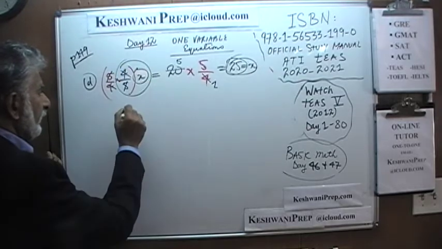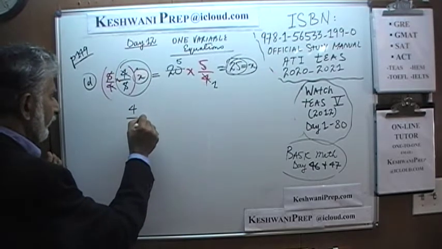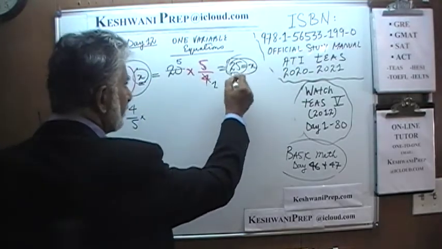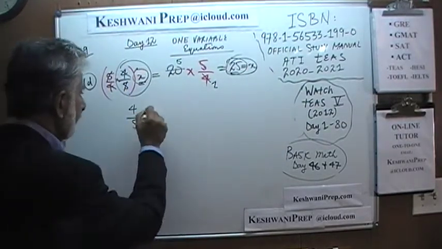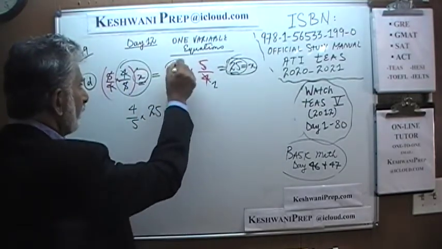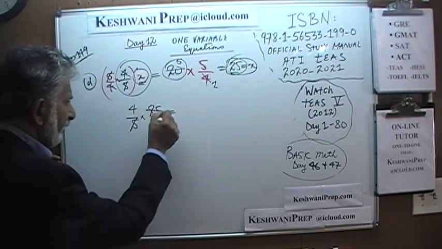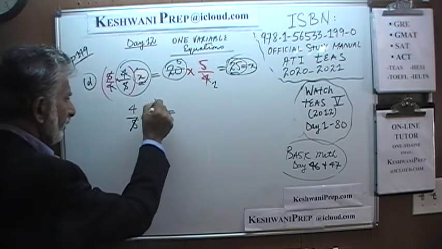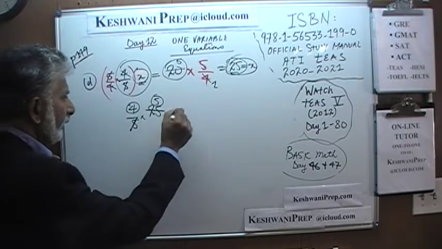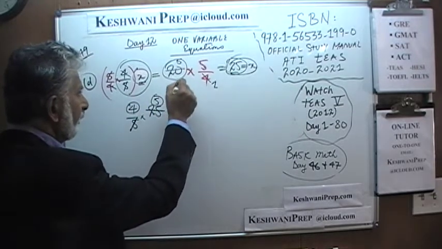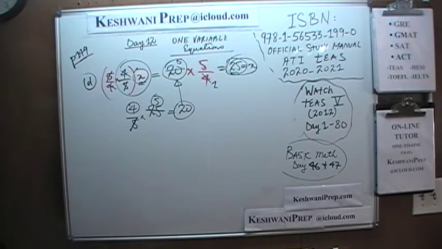We were told originally that four fifths of x, which we are claiming to be 25, has to equal 20. Let's see if it equals 20 or not. 5, divide top and bottom by 5, 5 will go away and 25 will become 5, and there you go, 5 times 4 is 20, just the way it's supposed to be. It confirms, it is verified.